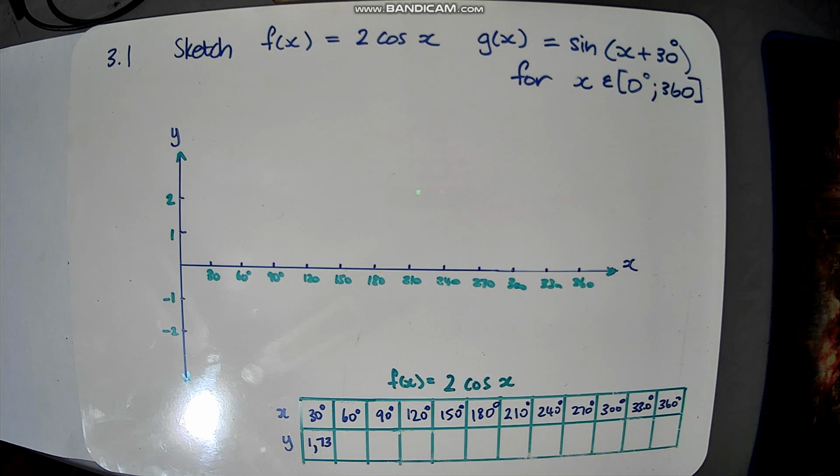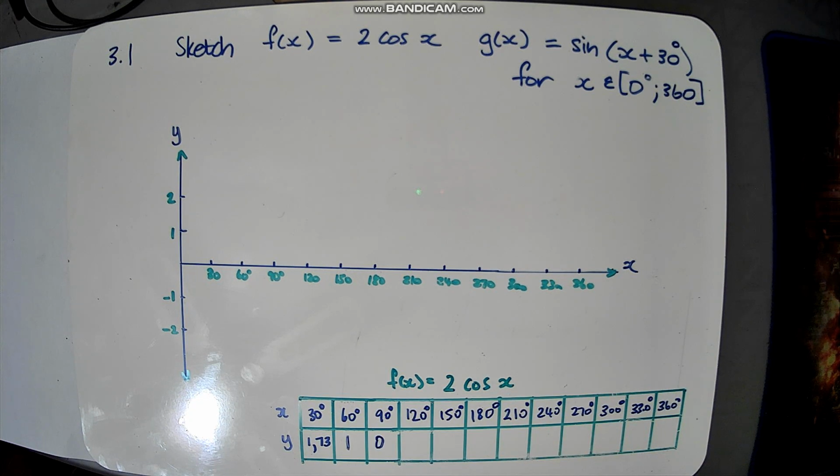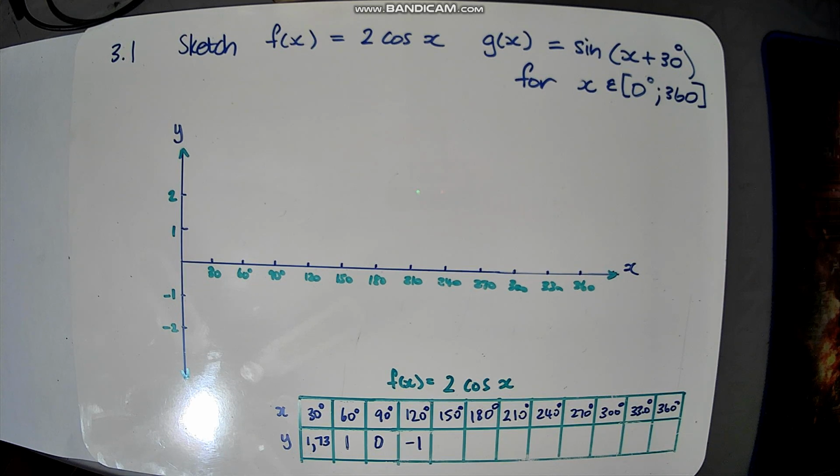2 cos 30 degrees, 1,73. 2 cos 60 degrees, 2 cos 90 degrees. 2 cos 120 degrees, 2 cos 150 degrees. 2 cos 210 degrees, 2 cos 240 degrees, 2 cos 270 degrees, 2 cos 300 degrees, 2 cos 330 degrees, 2 cos 360 degrees. Notice I left out 0. I did that because there's the light shining on the board. Okay, so now we're going to have to work on 2 cos 0 degrees.